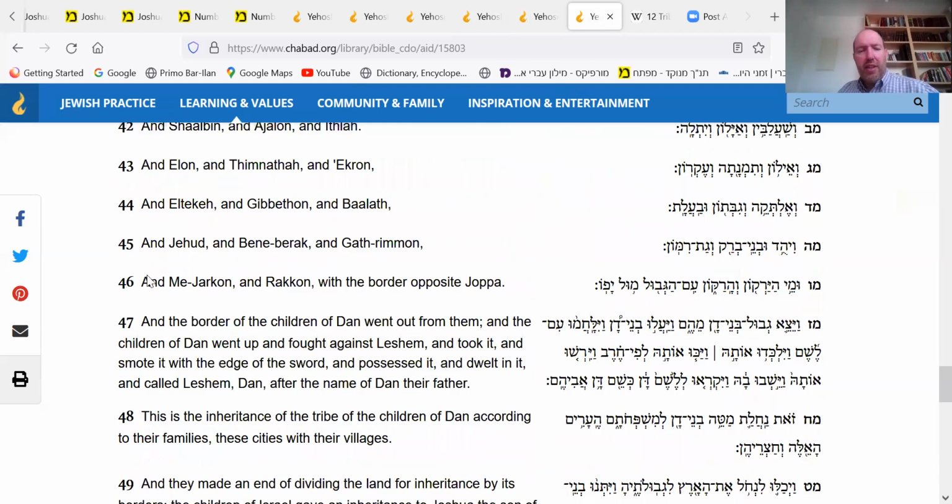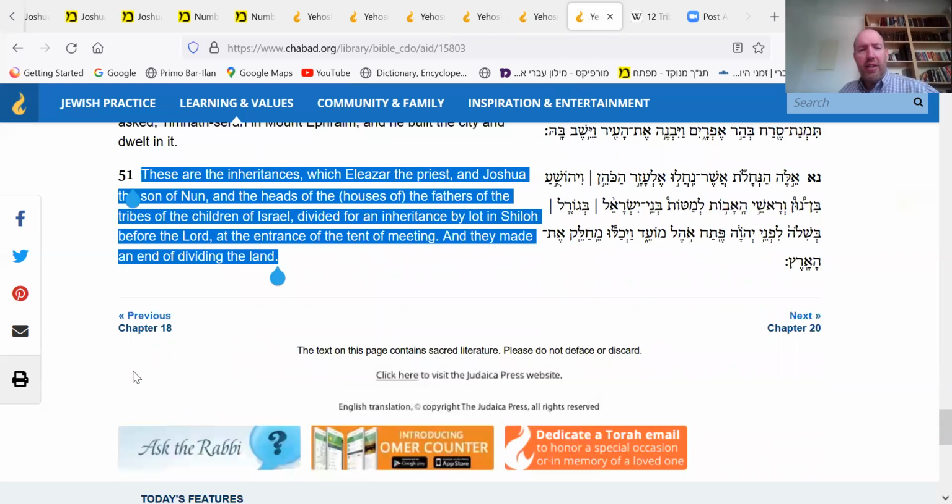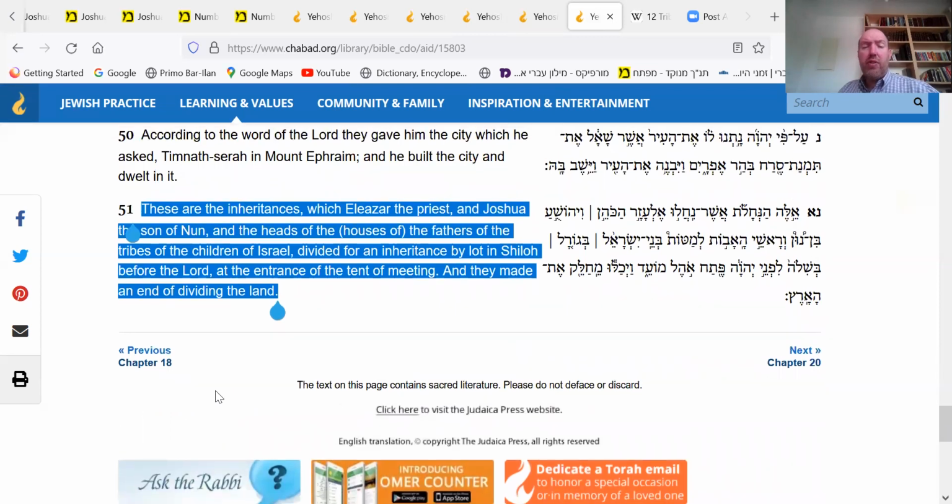If we can see the closure of chapter 19, these are the inheritance which Eleazar the priest and Joshua the son of Nun and the heads of the fathers of the tribes of the children of Israel divided for an inheritance by lot in Shiloh before the Lord at the entrance of the tent of meeting. And they made an end of dividing the land. So we can see that this is a separate section that focuses on Shiloh.